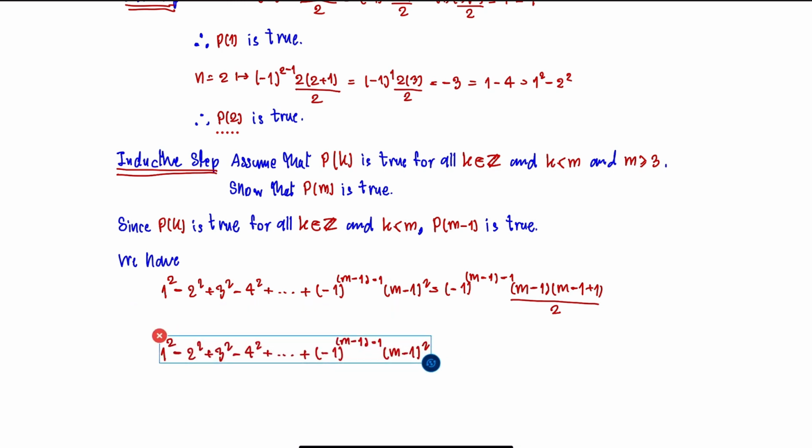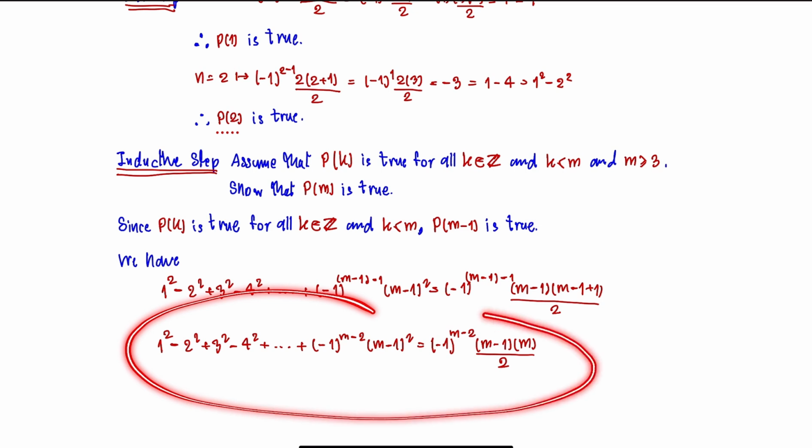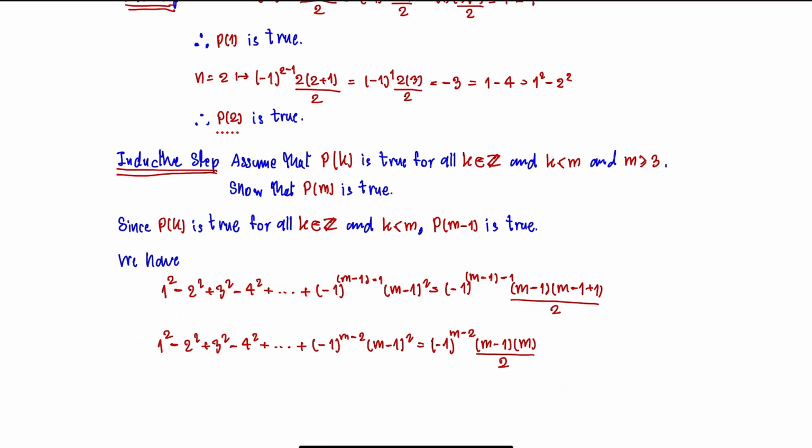So what does 1 minus 1 become? We're going to have M minus 2. Then what next? We're going to have minus 1 raised to the M minus 2, times M minus 1, times M, over 2. So this is what we have from this equation.